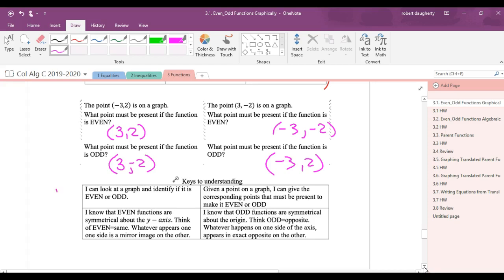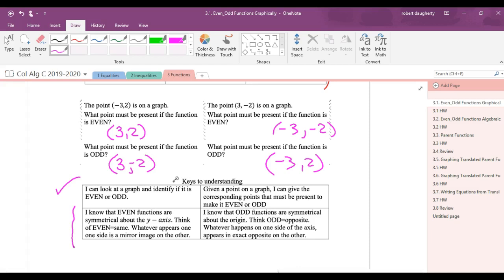So you should be able, at the end of this lesson, to look at a graph and tell me if it's even or odd. If I give you a point on the graph, then you need to be able to give me back the corresponding point if it's even or odd. If I give you half of a graph and say complete it to make it even and complete it to make it odd, you should be able to do that. You should know that even functions are symmetric about the y-axis. Odd functions are symmetric about the origin.